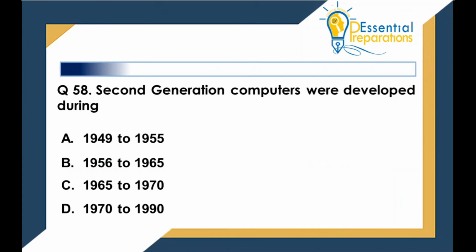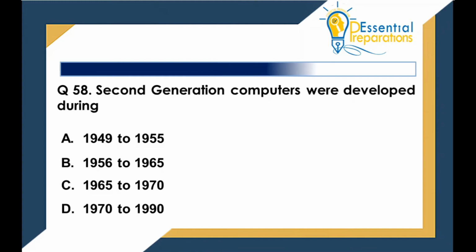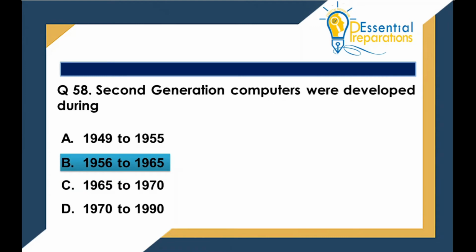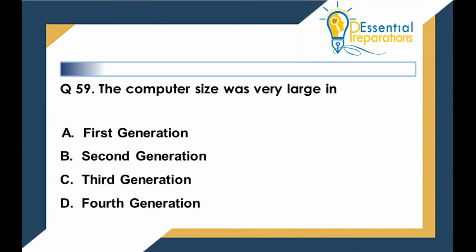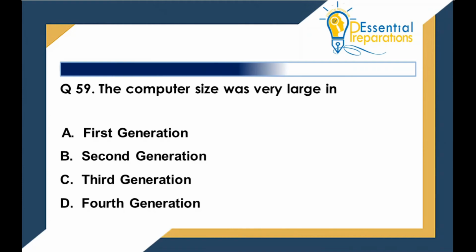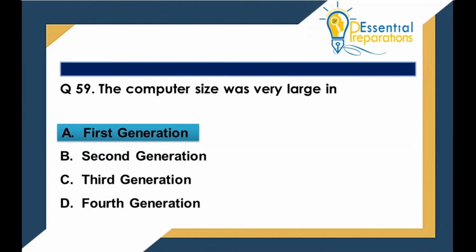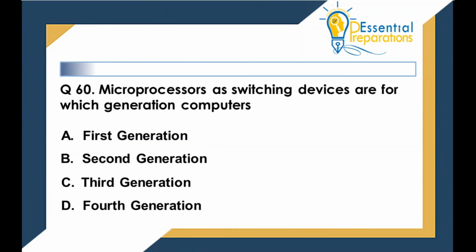Second-generation computers were developed during B. 1956 to 1965. The computer size was very large in A. First generation. Microprocessors as switching devices are for which generation computers?